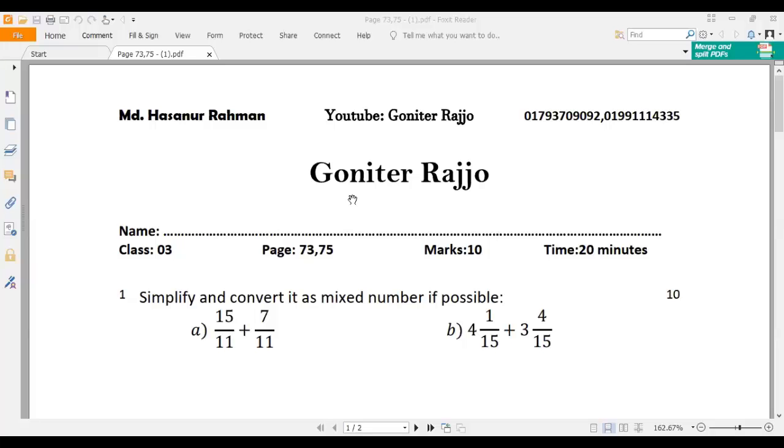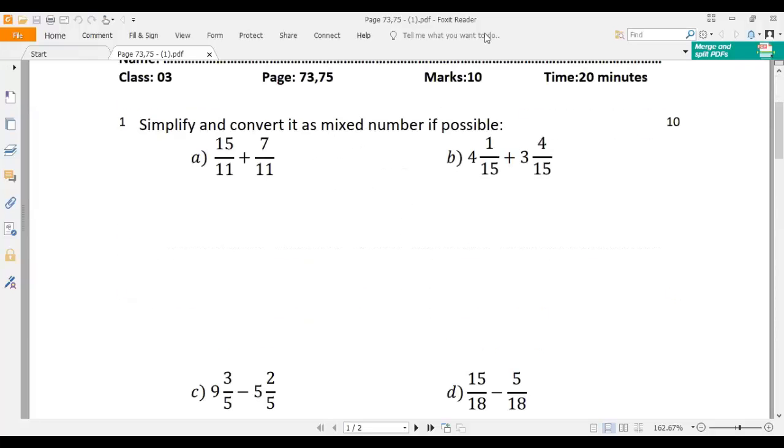Today we will solve page 73 and 75, another worksheet. Simplify and convert it as a mixed number if possible. So how can we solve this problem? Look, here both denominators are the same. Okay, that means like fractions. Then what will we do?